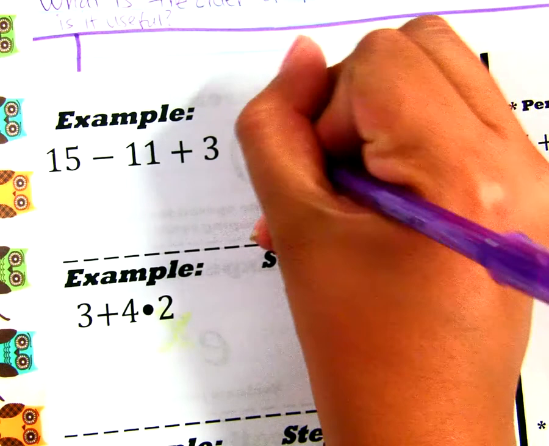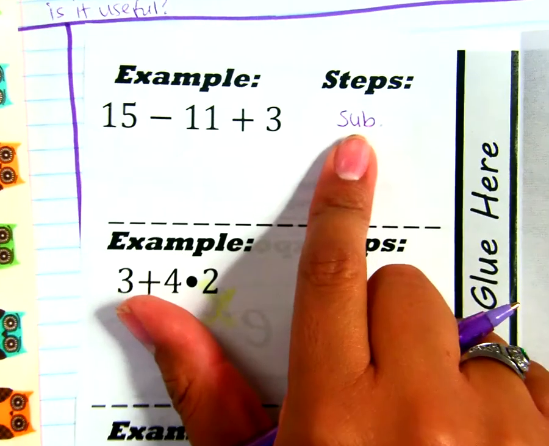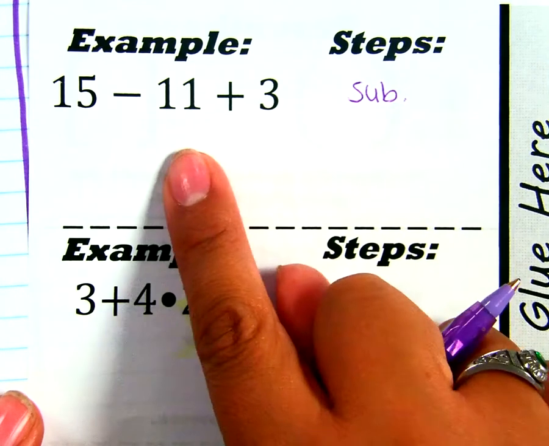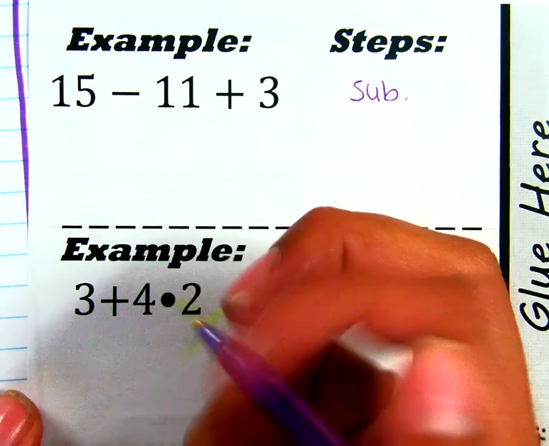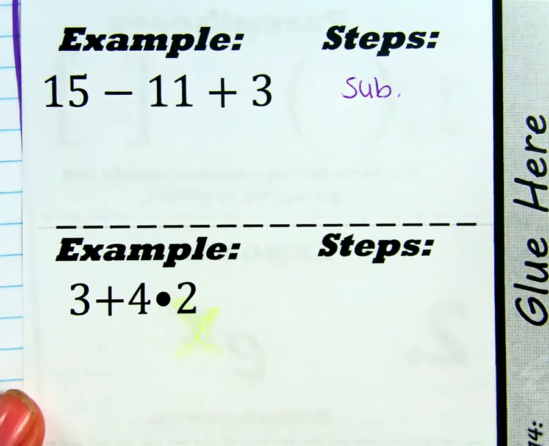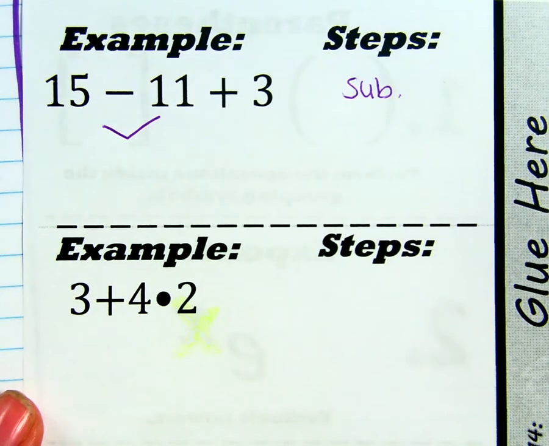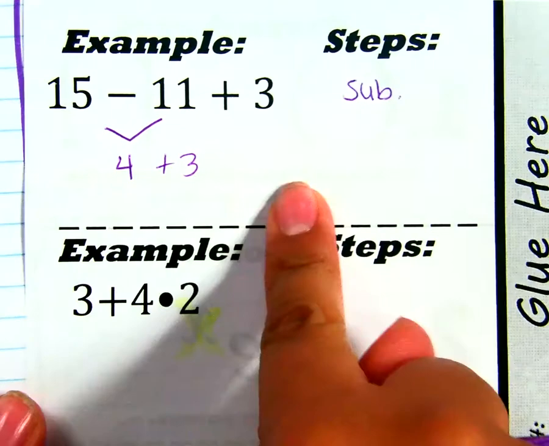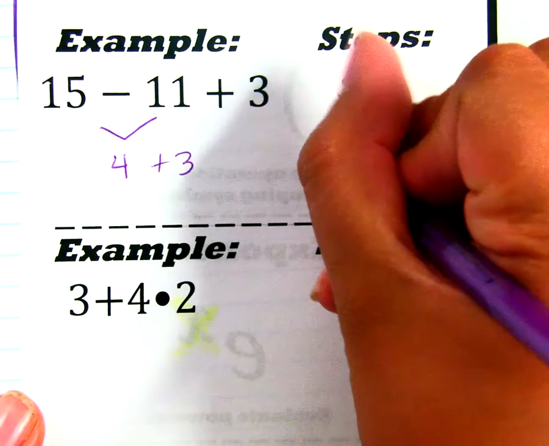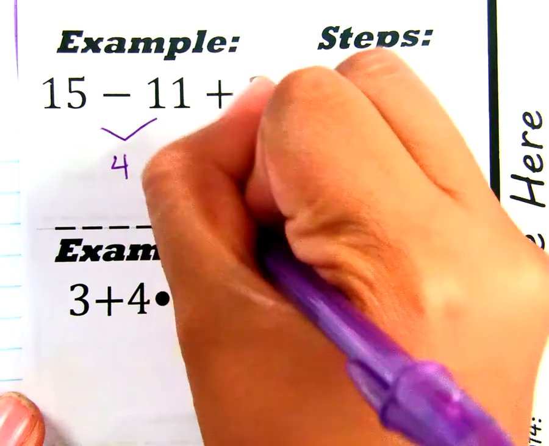You're going to write SUB for subtraction. If that's going to confuse you, you can write out the whole word, but if you just write sub, it's not as much work. So 15 minus 11 is 4. And so we're going to have 4 plus 3. So our next step is to do what? Add. So 4 plus 3 is 7.